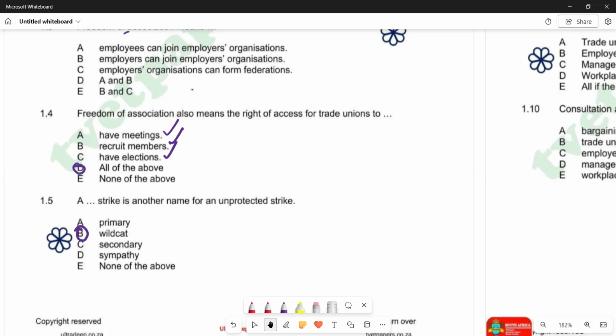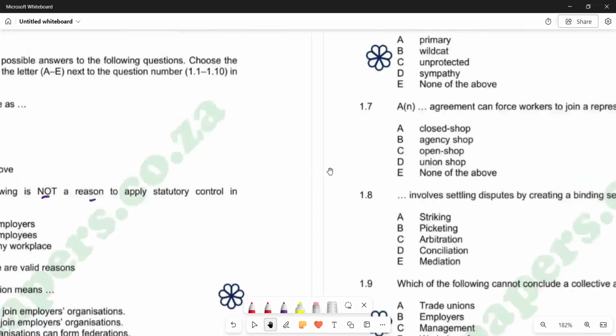So you'd see that it's also dubbed or termed the unofficial industrial action. So in that sense, because it is unofficial, it means there is no protection. So we have got B, a wildcat strike. Then we go to the next question.